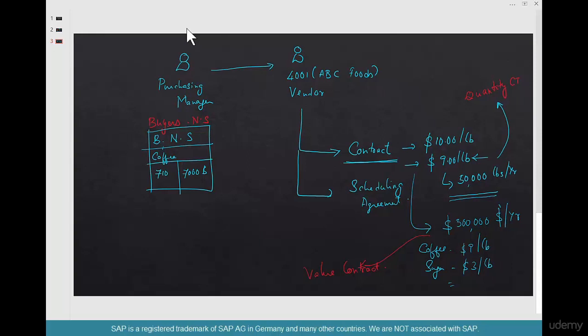So, contract could mean committing to more volume or committing to more value. When you commit to more volume, it's called a quantity contract. When you commit to more value, it's called a value contract. In the next chapter, we'll create quantity and value contracts in SAP and see how we can proceed further with these contracts.